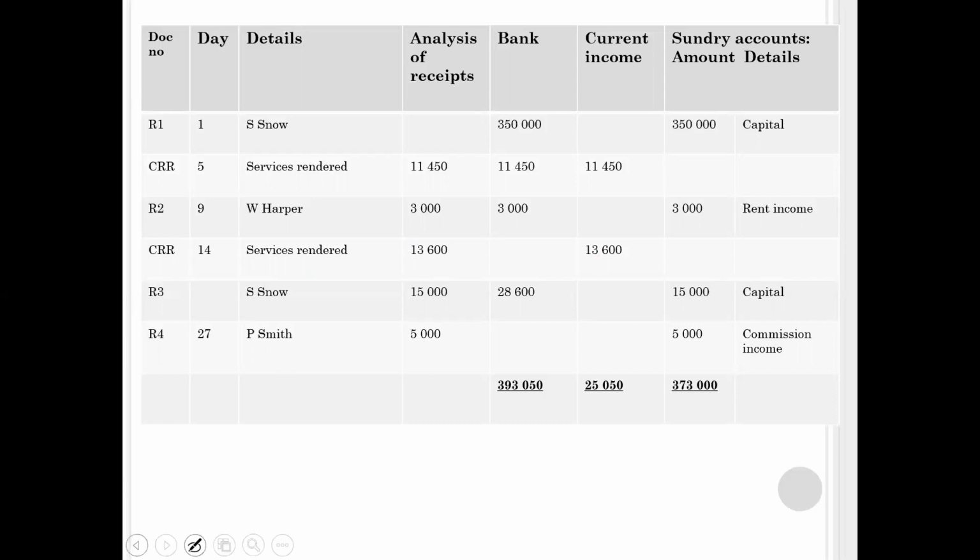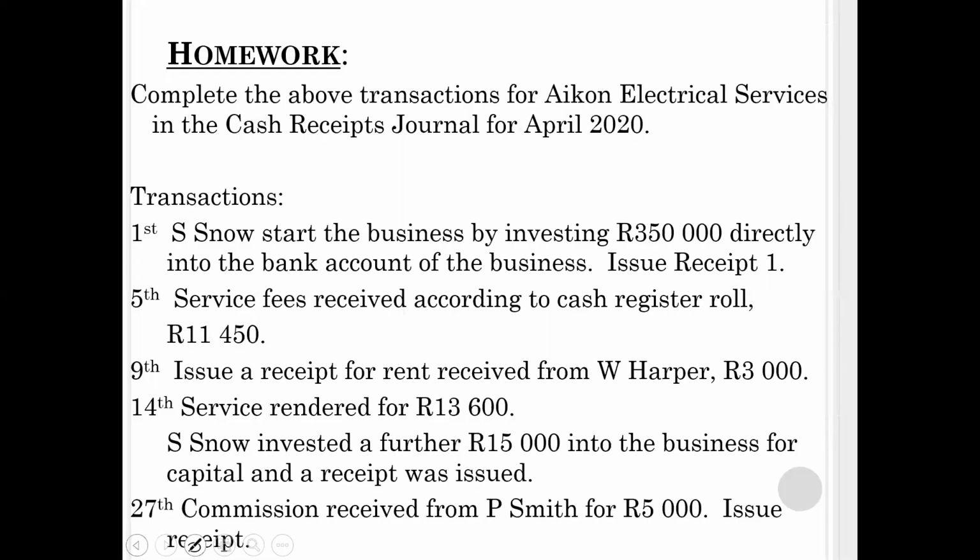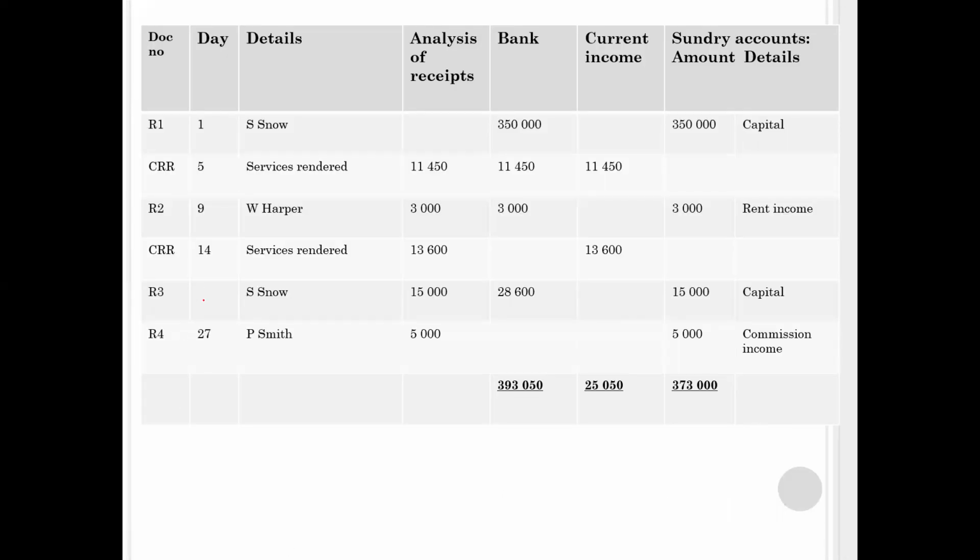Then I'm quickly going back for the next transaction on the 14th. S. Snow invested a further 15,000 into the business for capital, and a receipt was issued. So remember, there's the name, 15,000, it's a capital transaction, and the receipt was issued. So there's the second transaction on the 14th. It is a receipt, and we are now with receipt number 3. We've got the name of details is Snow. It was 15,000 Rand that was deposited in the business. So the amount goes directly to analysis of receipts with the business safe.